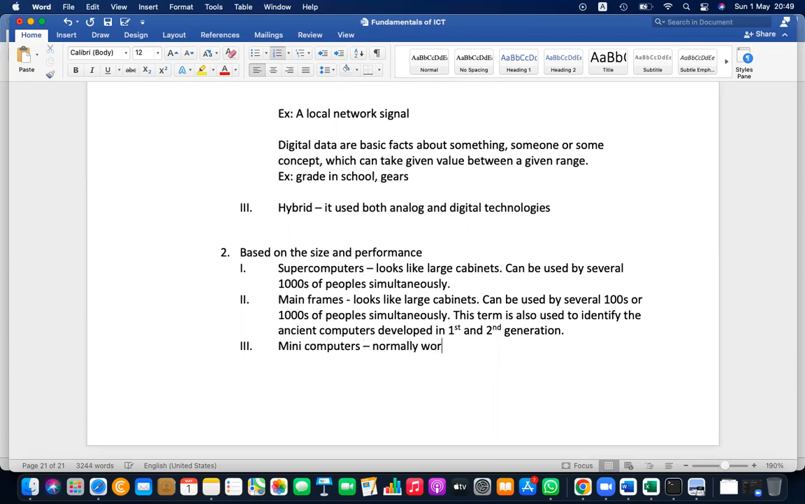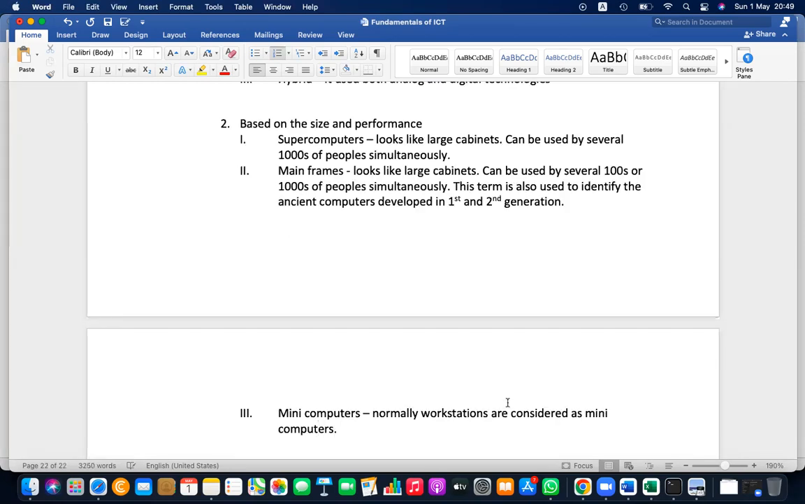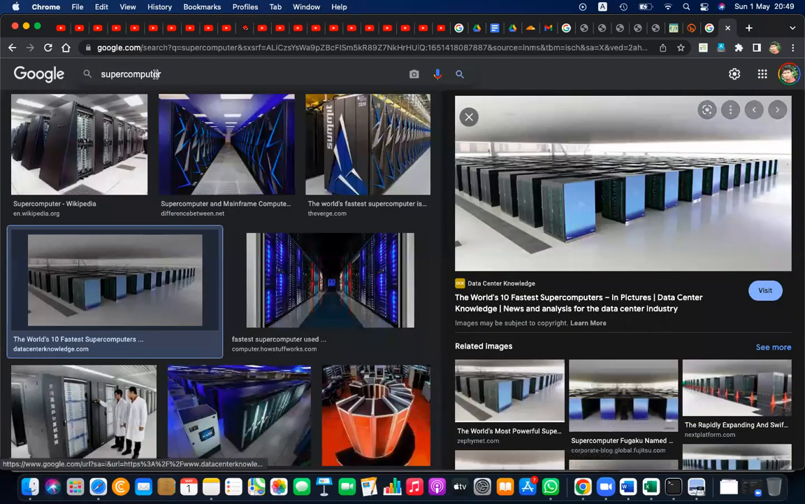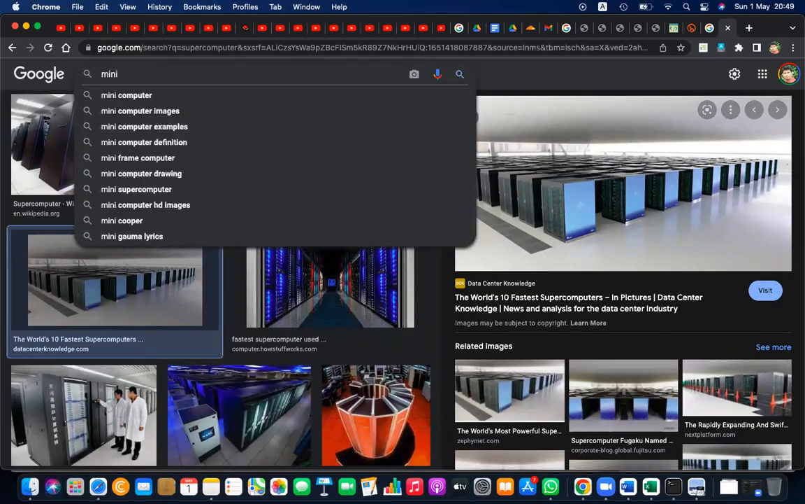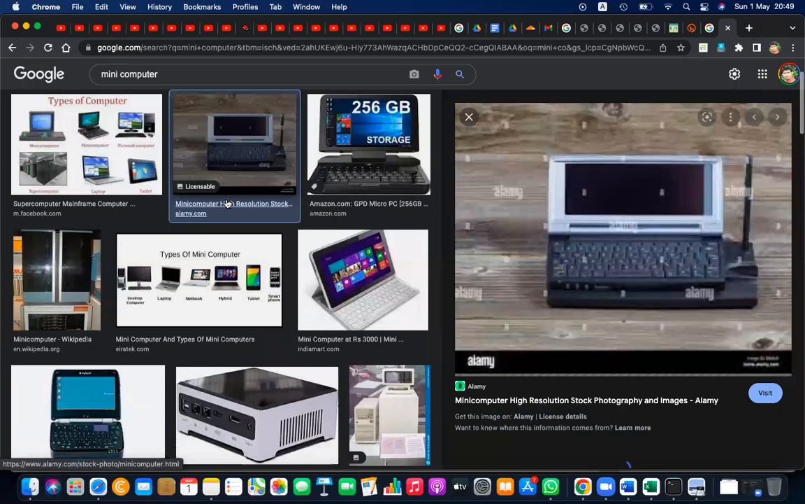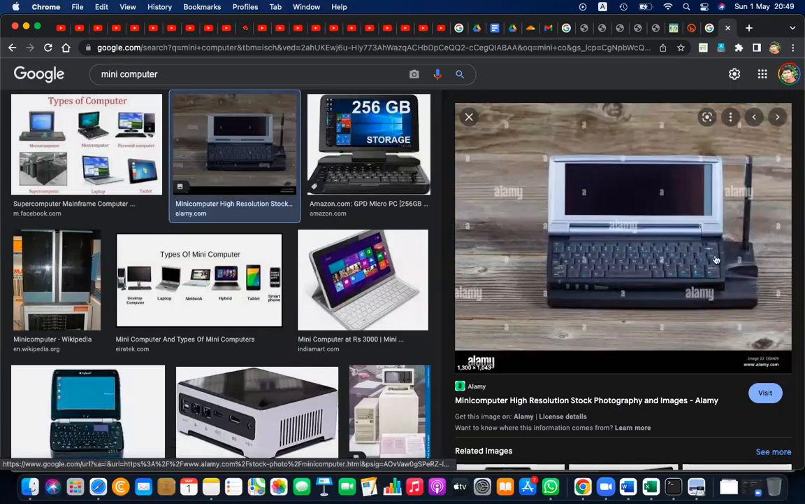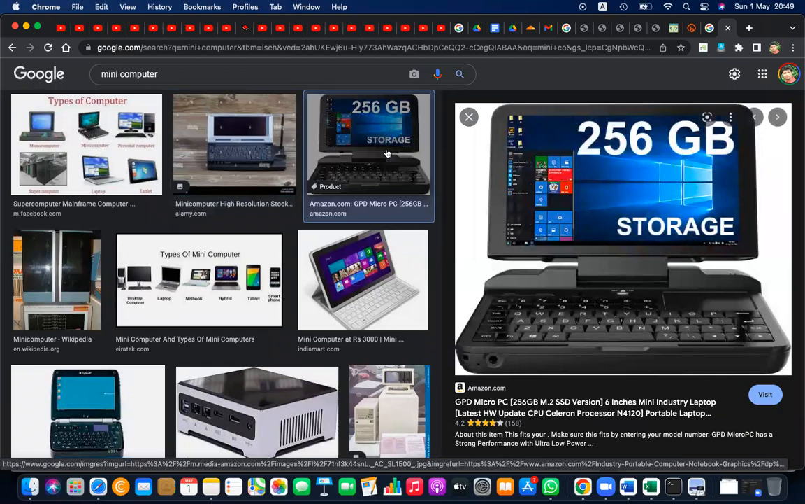Normally, workstations are considered as mini computers. This term is also incorrectly used on the internet. If you search mini computer, you can see small computers. That is also called a mini computer, but it is not actually the mini computer I mean. Sometimes when people say mini computer, this kind of computer comes to your head, but that is not the mini computer that I mean.